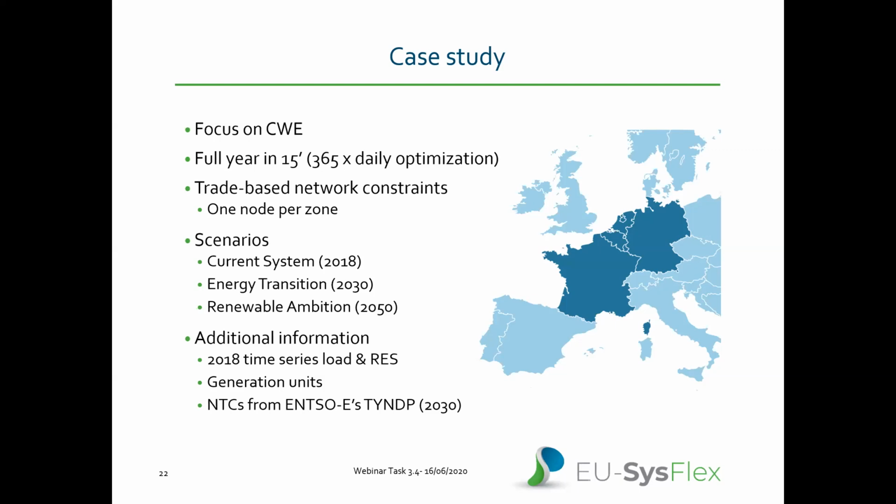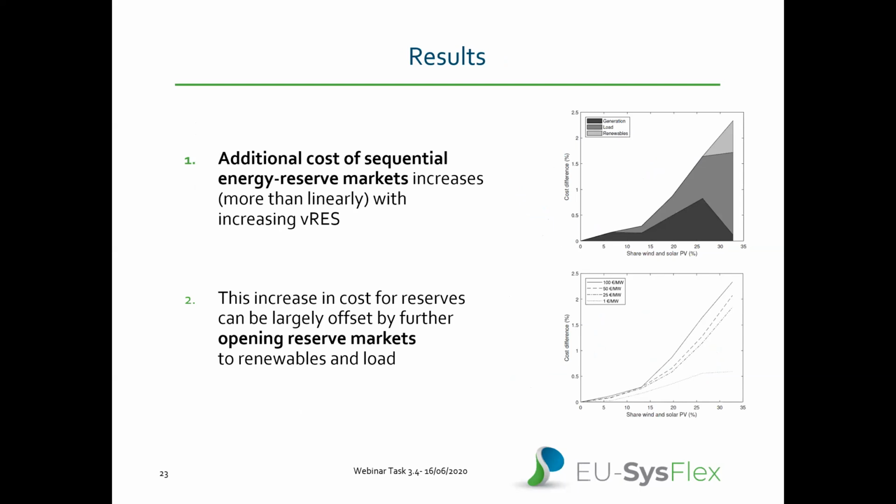And so then to conclude, I just want to highlight some of the main results that we saw. First of all, what you see on the right side are some result graphs that on the x-axis show an increasing share of wind and solar, so really the non-synchronous renewable sources. And on the y-axis, you see the cost difference between a sequential and a joint approach. And perhaps unsurprisingly, what we see is that the additional cost of sequential energy reserve markets increases, but does so more than linearly as we get more and more renewables, as we have to turn to more expensive sources of reserves and just need more reserves, obviously, in general.